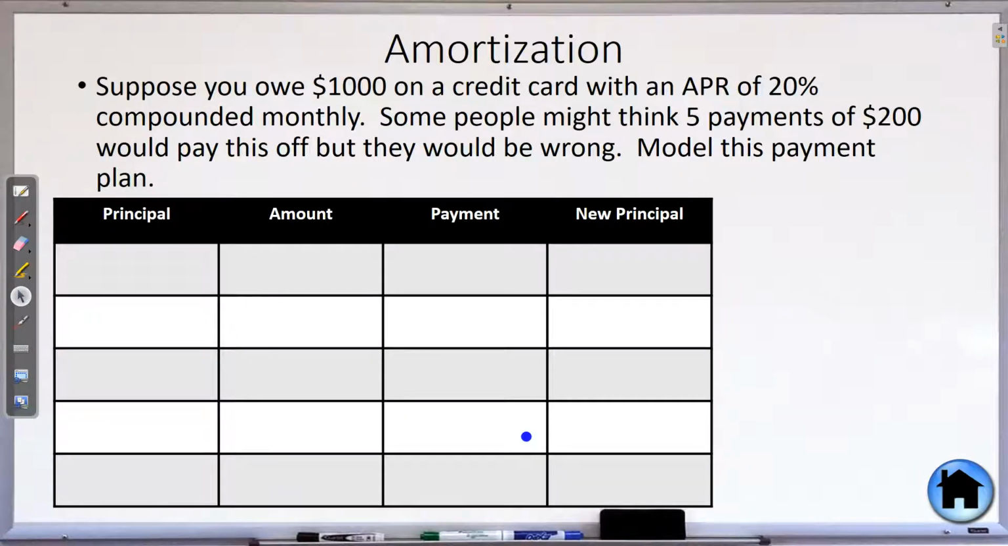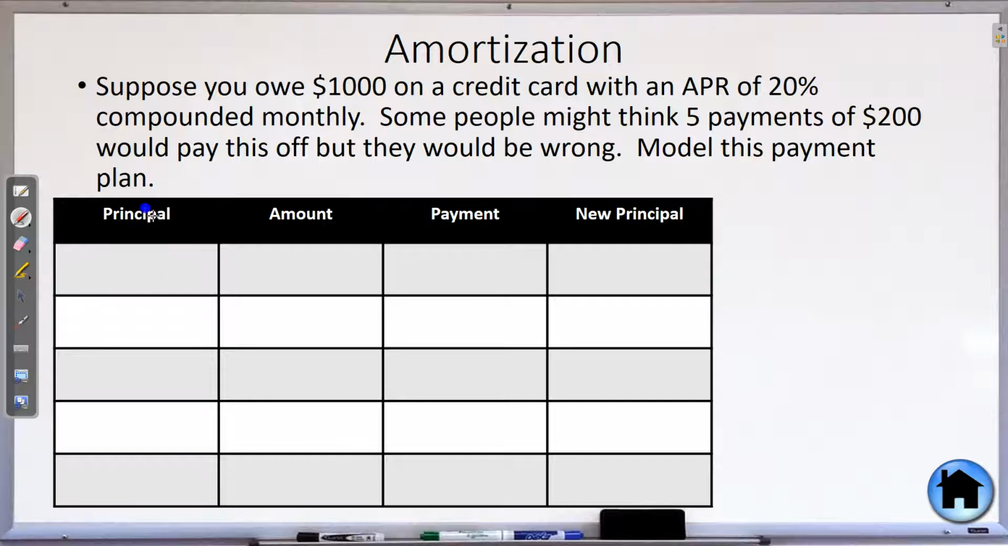So here's our scenario. Suppose you owe $1,000 on a credit card with an APR of 20% that's compounded monthly. Now you might think at first 5 payments of $200 would pay this off. 5 times 200 is 1,000. But every month you get charged interest, and so you owe a little bit more. So this won't quite do it. But we're going to model it anyways, doing $200 a month, and see how much is left over at the end that didn't get paid off. So let's take a look at this.